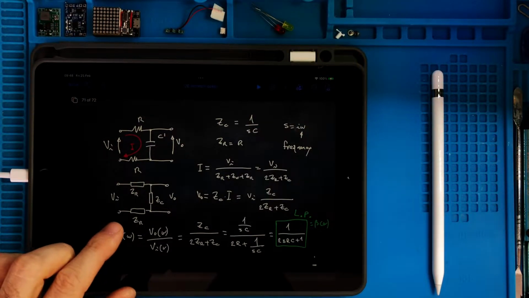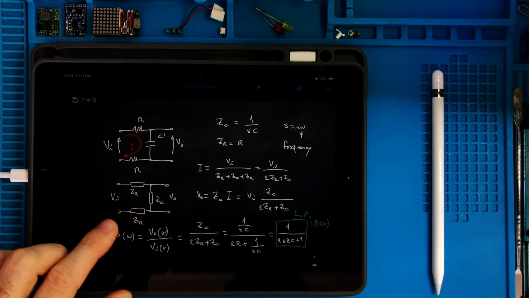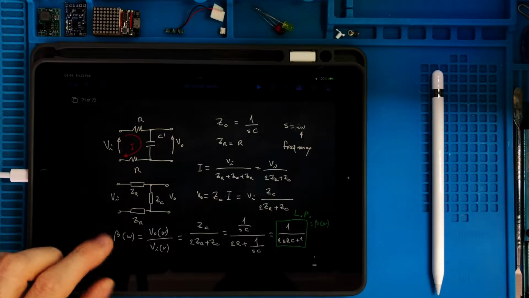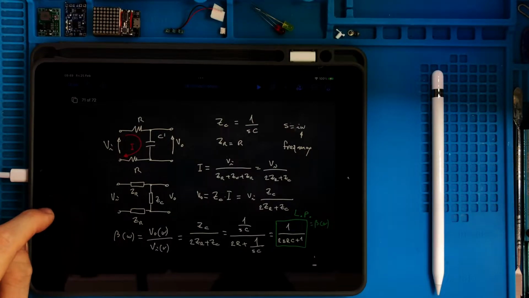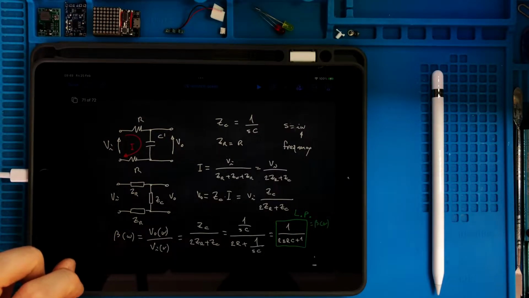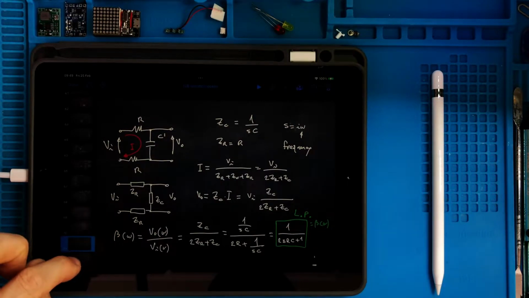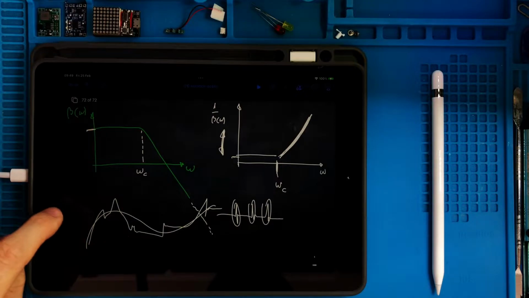I want to try to understand some so-called asymptotic behavior. So something like from omega that goes to 0 and omega that goes to infinity. So let's look at this.